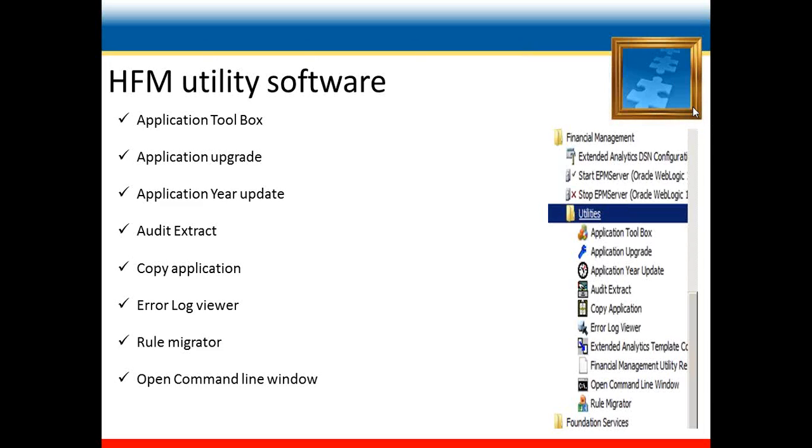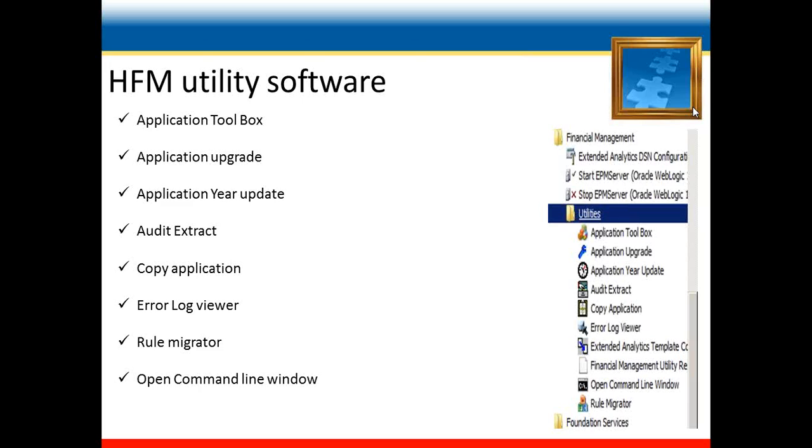Application toolbox can be used to see the application information and metadata information. Application upgrade utility can be used for converting HFM application structure to new version. Application year update utility can be used to extend years in application. Audit extract utility can extract HFM data and task audit into database to a flat file or backup database table.